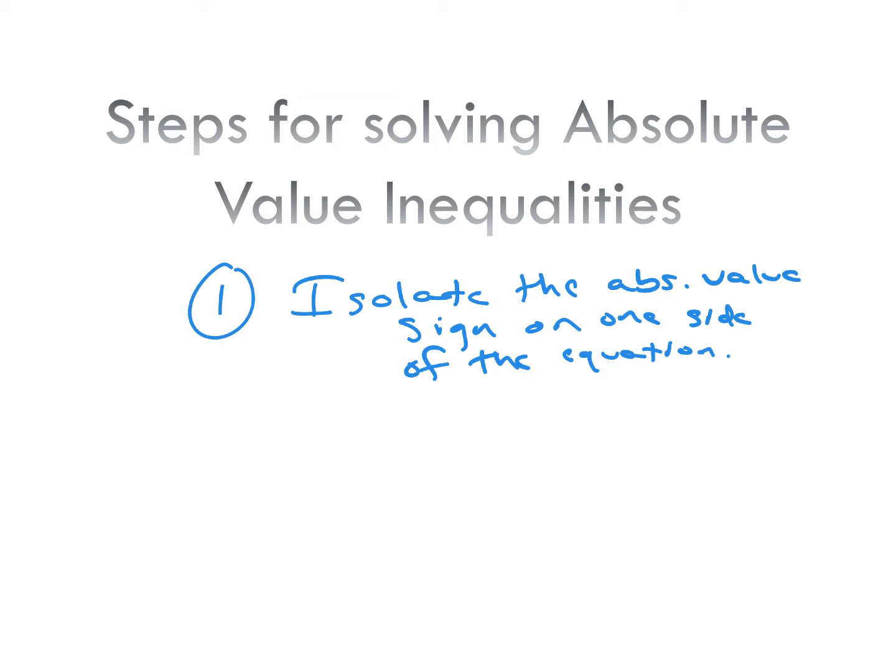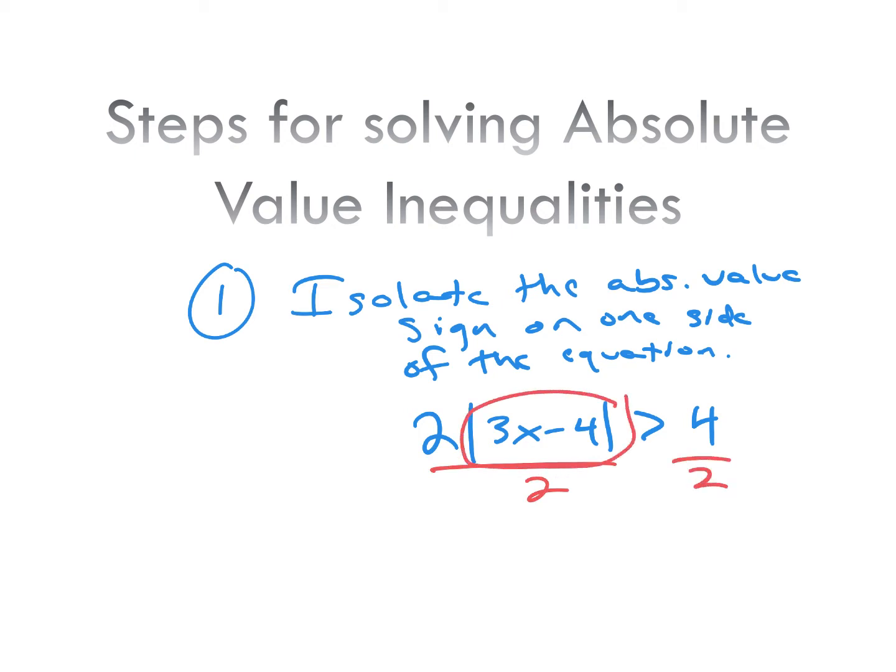If there's a coefficient in front, let's say you had like 2 absolute value of 3x minus 4, something like this, then you would want to get rid of that 2 before you'd start, okay? And then that way, this would be isolated by itself. So the first step is to isolate, so get all the extra stuff on the other side.